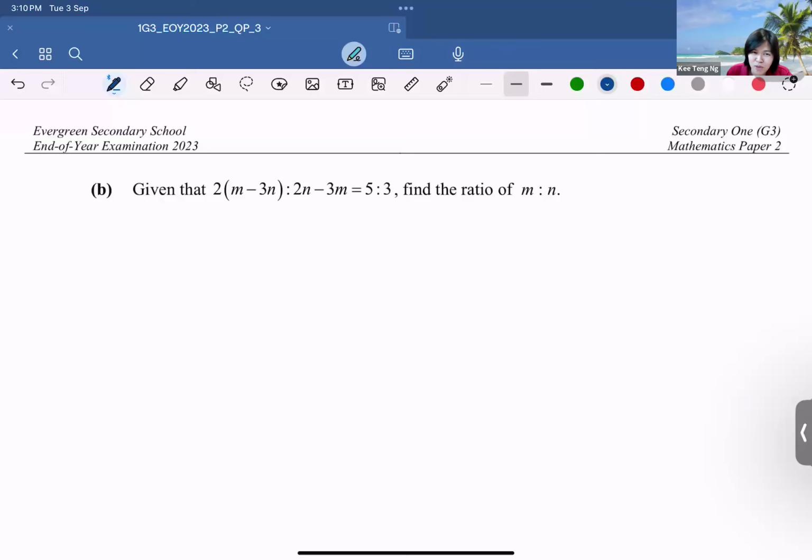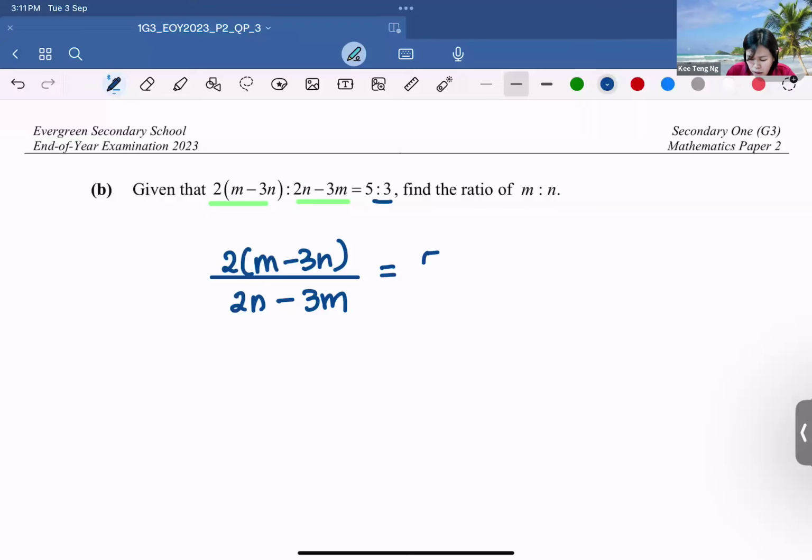Harvey, is this the question you got wrong for WA3? Can you get it right this time, please? All right, so I'm writing this as a fraction. This ratio is to this ratio, so I'll put it as 2(n minus 3n) over the second part of the ratio, 2n minus 3n. This ratio is equal to the ratio 5:3, so 5 over 3. Please do not anyhow cancel anything.